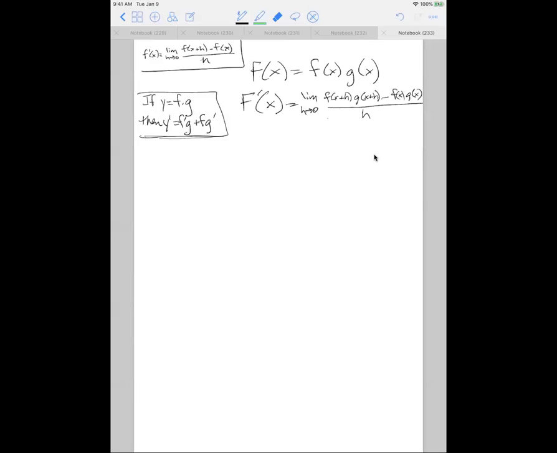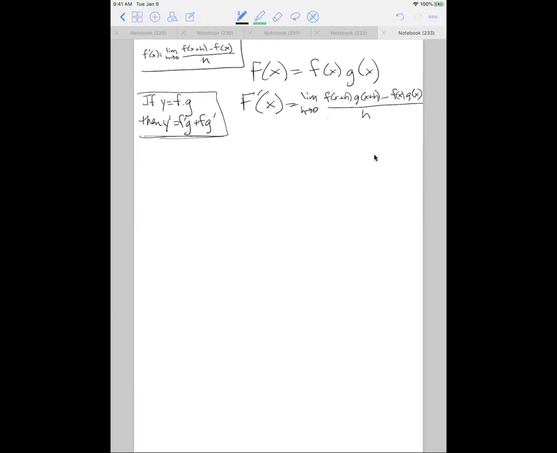We're multiplying them together. The shortcut way to say it is that if y equals f times g, then the outcome turns out to be the product rule, which is then y prime equals the derivative of the first times the second plus the first times the derivative of the second, okay?